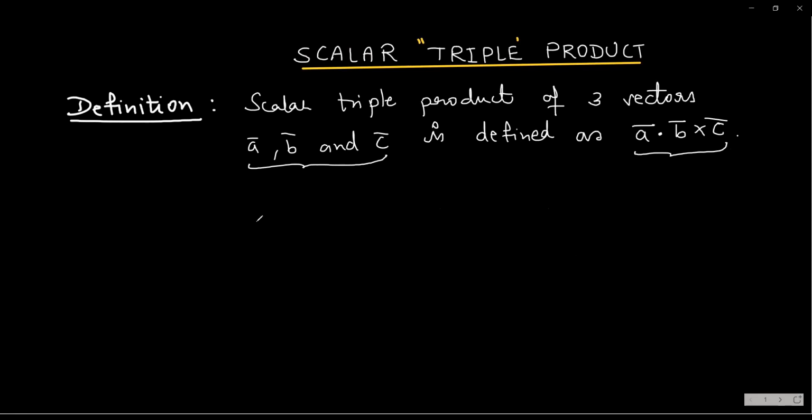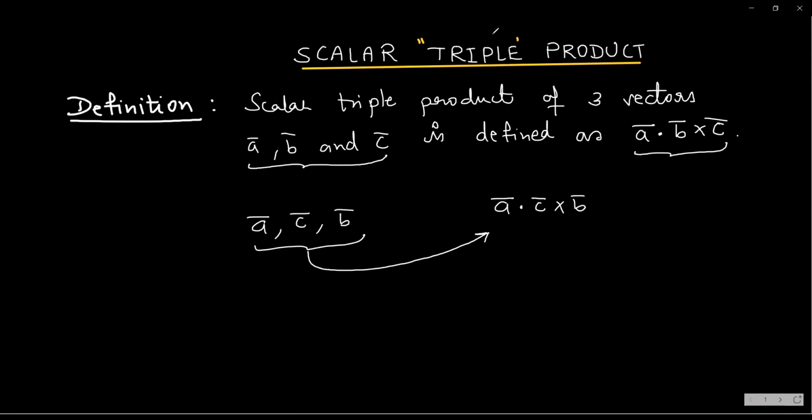And if you are saying the scalar triple product of A bar, C bar and B bar, then remember students, you will write it as A bar dot C bar cross B bar. So remember, the order is important. This is the first thing.